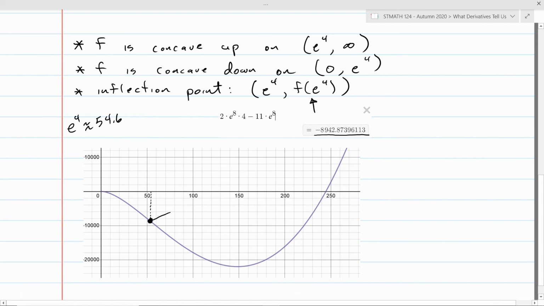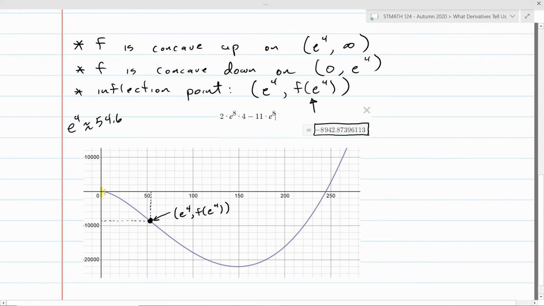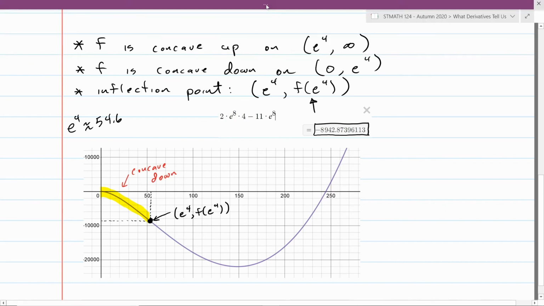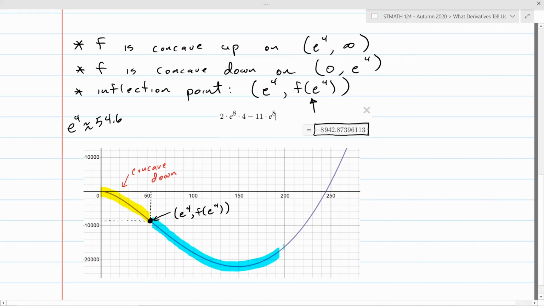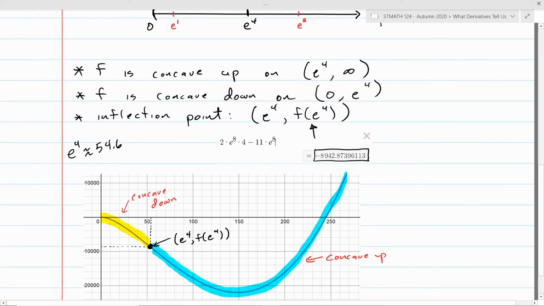And so on this graph, this inflection point is somewhere in this vicinity. So this is the point, e to the 4, and then f of e to the 4, which we punched in a calculator and we got close to negative 9,000, and you can see that's about what it works out to on this graph over here. So between 0 and that point, the function is bent down, and you can see this portion of the graph that I'm highlighting in yellow, it's concave downward there, right? And then the sign changes on the second derivative, and all of a sudden it's bent upward over here. So here it's got the smiley face, concave up thing, and it does that forever. It's bent upward the rest of the way out. And then this was your point of inflection.